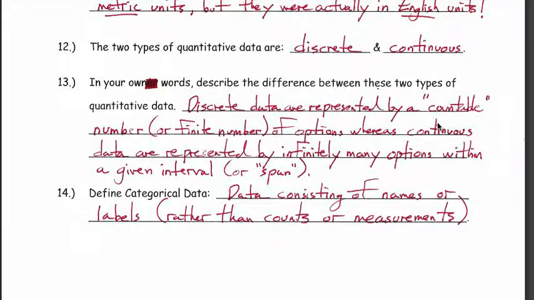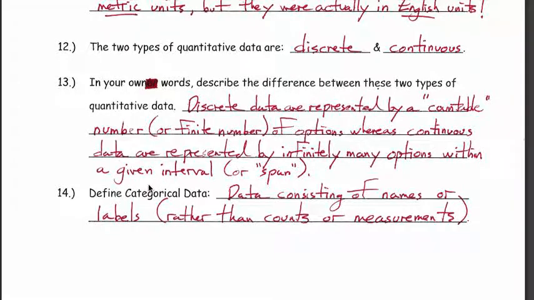Whereas continuous data is different. It can be represented by infinitely many options within some particular interval. So for instance, if you're measuring someone's height, someone may claim to be 5 feet 8 inches tall, but they might really be 5 feet 8 1/3 inches tall. Maybe that's really 5 feet and 8.326 inches tall. So there are infinitely many options. That's continuous data. So another type of data that we can collect is called categorical data.